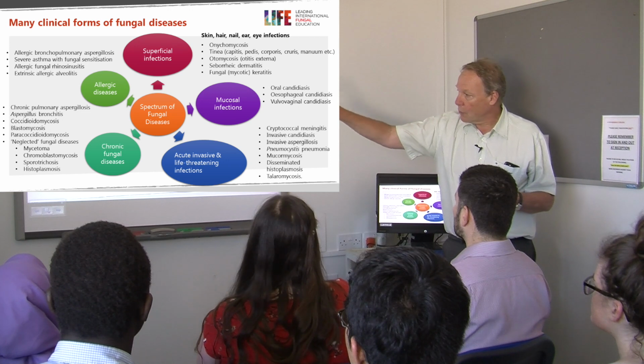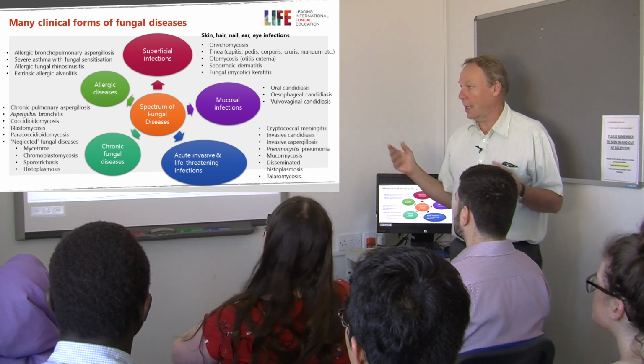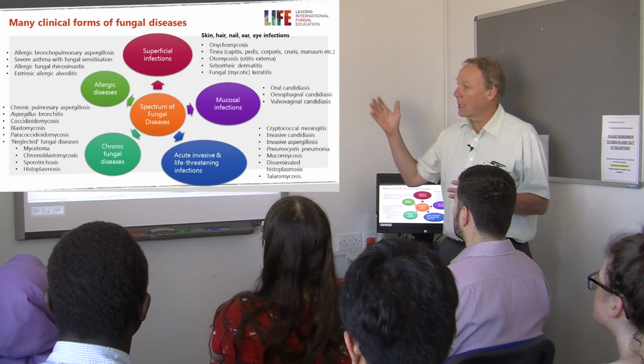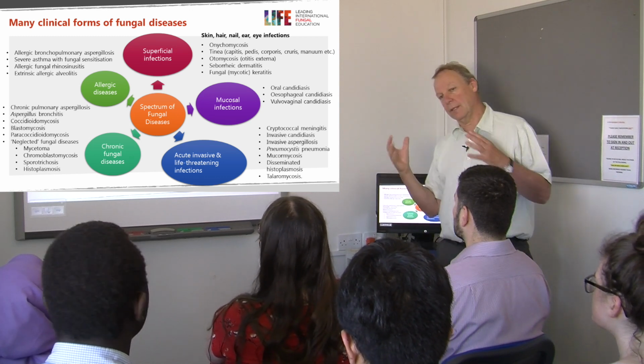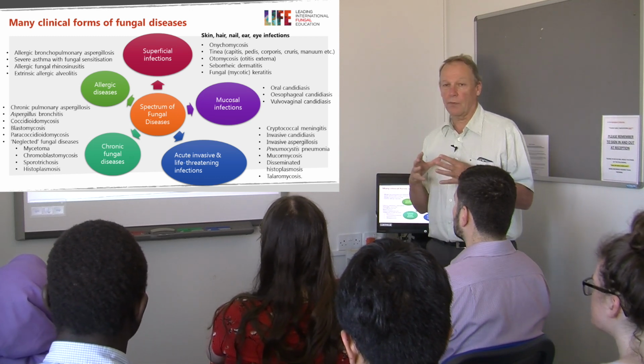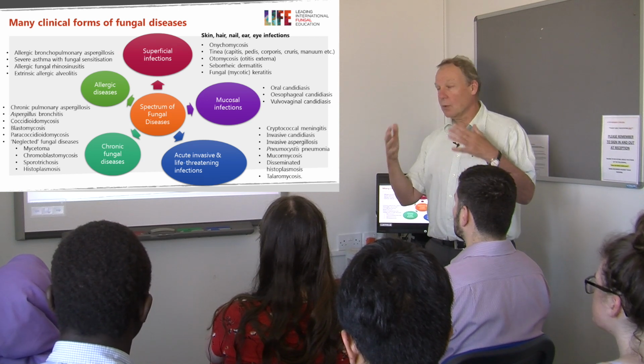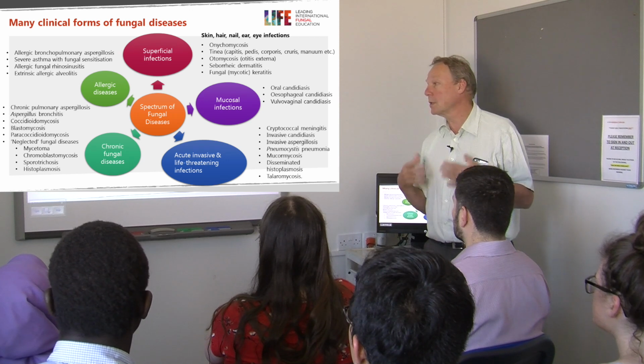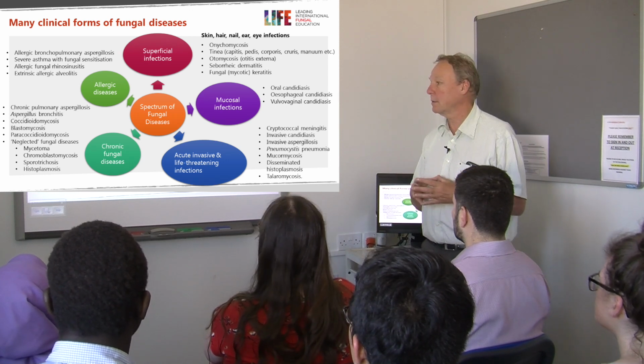Also very common, at the top in green, are allergic bronchopulmonary aspergillosis complicating asthma and cystic fibrosis, and alongside that, and very similar to that, is severe asthma with fungal sensitization. But there's also allergic fungal sinusitis and extrinsic allergic alveolitis, some of which is occupational in background.